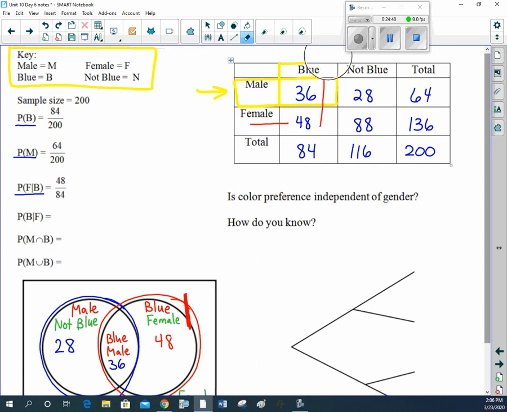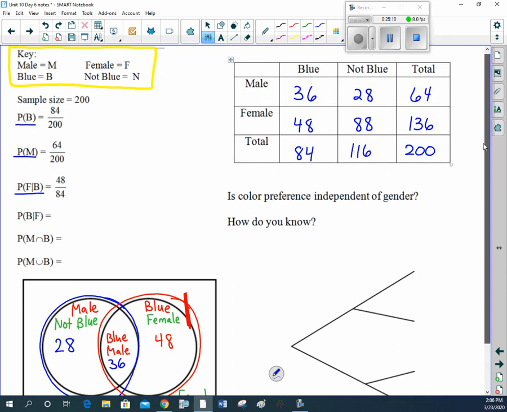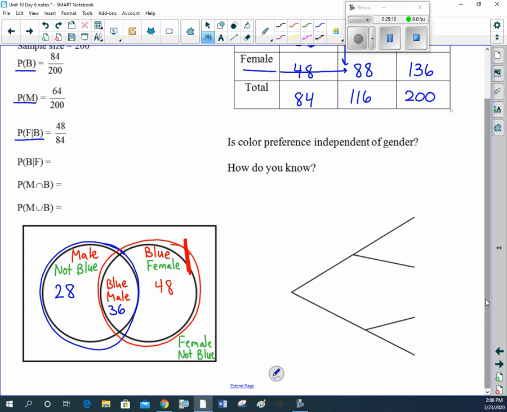Okay, so the only thing we have left, let me erase all these marks here. So this was 36, 48, 84. The only thing we have left is outside of the Venn diagram, the female and not blue. Well, you could look up here: female, not blue would be 88. So 88 would be right here. Okay, so everything looks good.